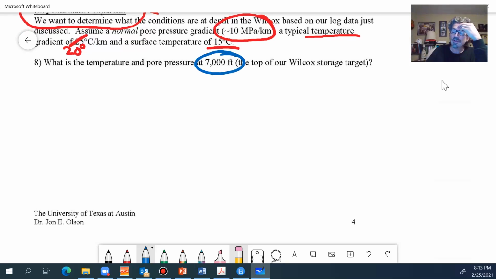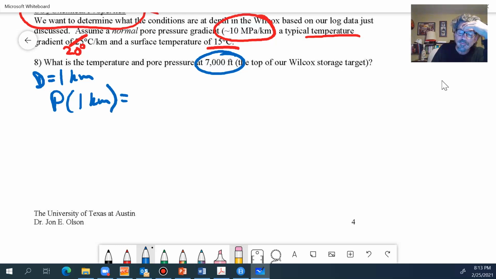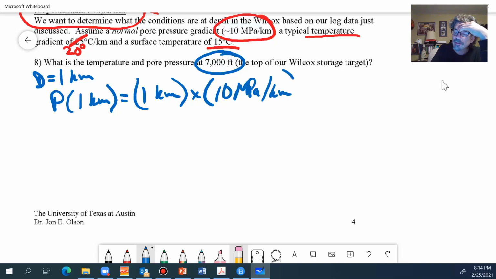Notice these are metric units for the gradients. So you're going to have to convert feet into kilometers in order to do this calculation. But let's just say that our depth was equal to 1 kilometer to make this an easy calculation. So then the pressure at 1 kilometer is equal to the depth times the gradient. Gradient is 10 megapascals per kilometer, so that's MPa. And so that gives me 10 MPa for my pressure, okay?